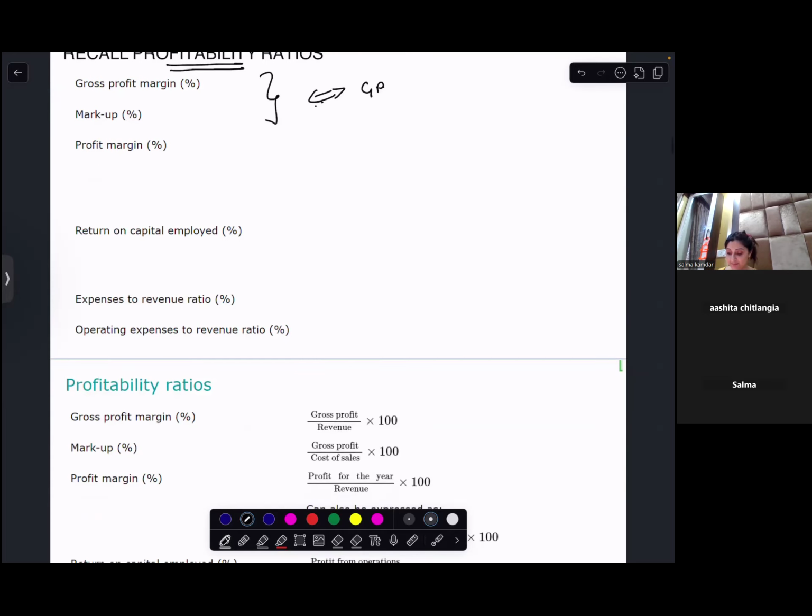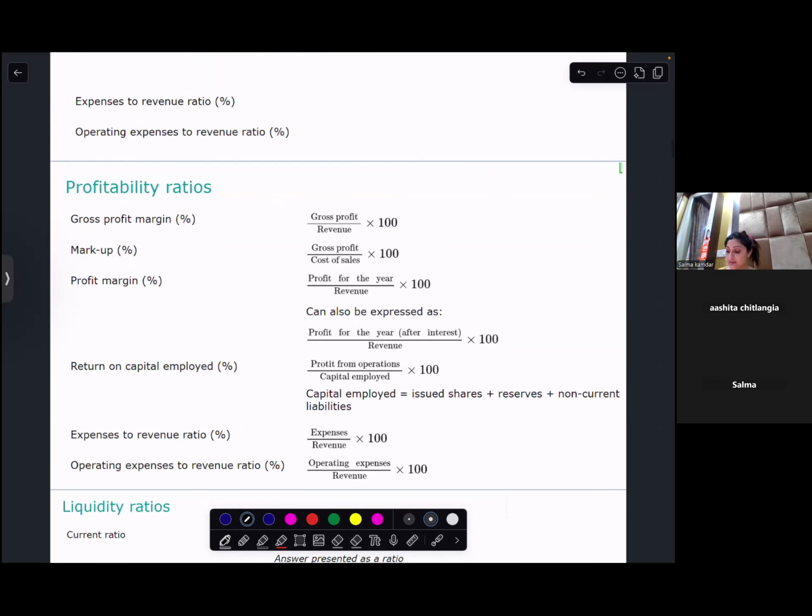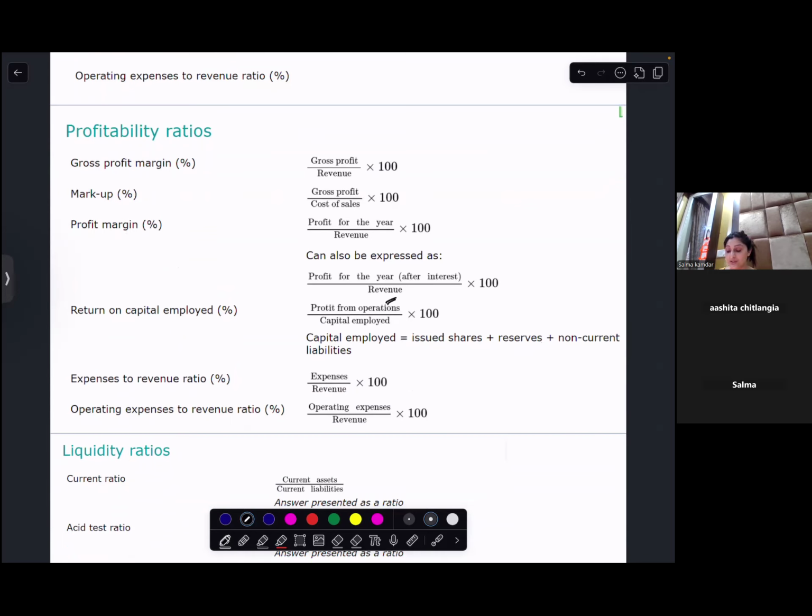Profit margin is profit for the year upon revenue into 100. Then return on capital employed. Return on capital employed is profit from operations over capital employed into 100.